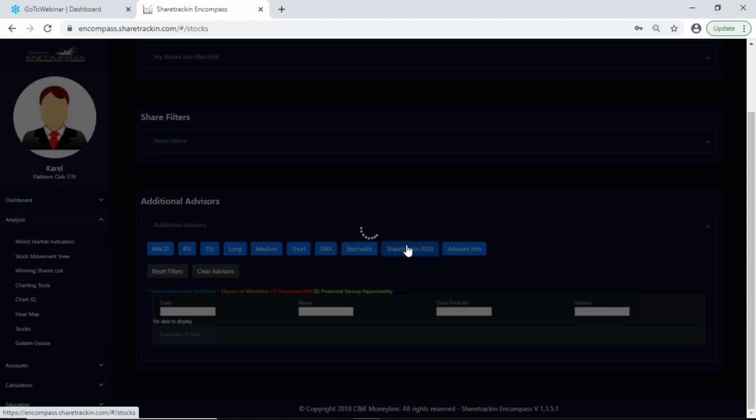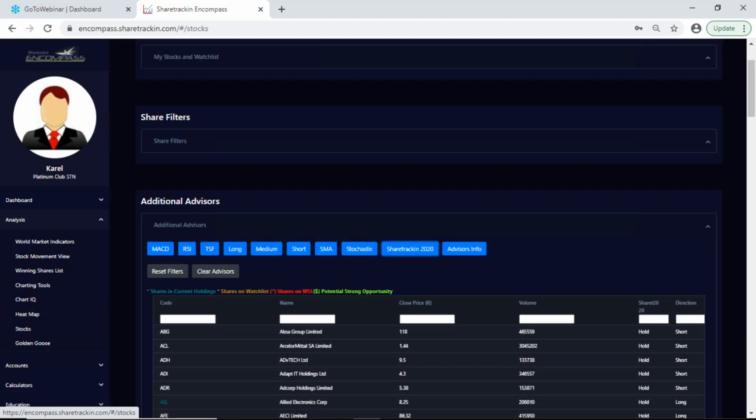So just in short, the Sharetrackin 2020 will more or less give you signals and tell you which direction you can trade. Okay. Remember, on a CFD, we can trade in both directions. In other words, I can make money while the share is growing. And on the other hand, I can also make money when the share is falling.